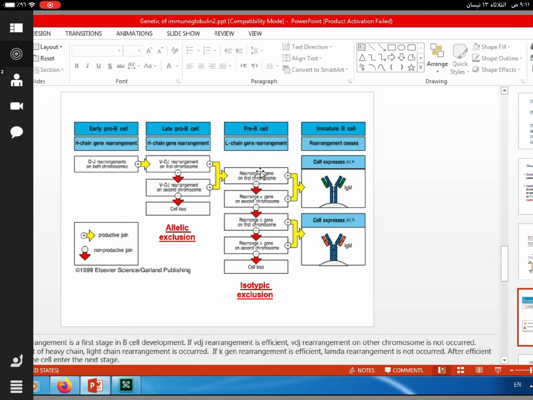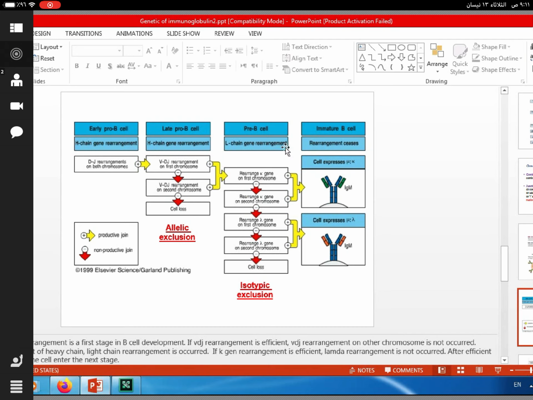If the kappa gene on the first chromosome is efficient, on the other chromosome it does not occur. This phenomenon is named allelic exclusion. If kappa gene rearrangement is efficient, lambda gene rearrangement does not occur. This phenomenon is named isotype exclusion.